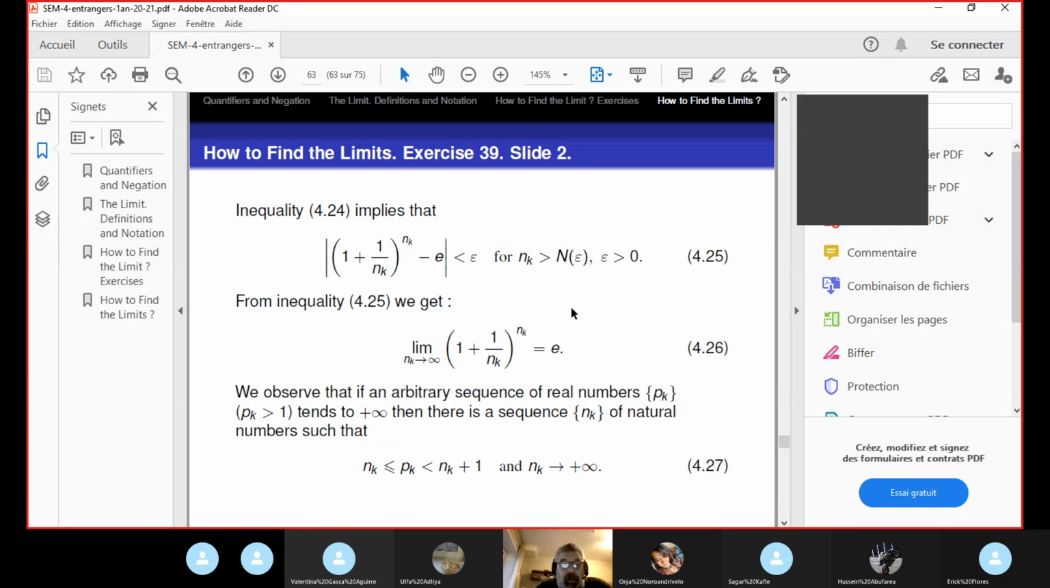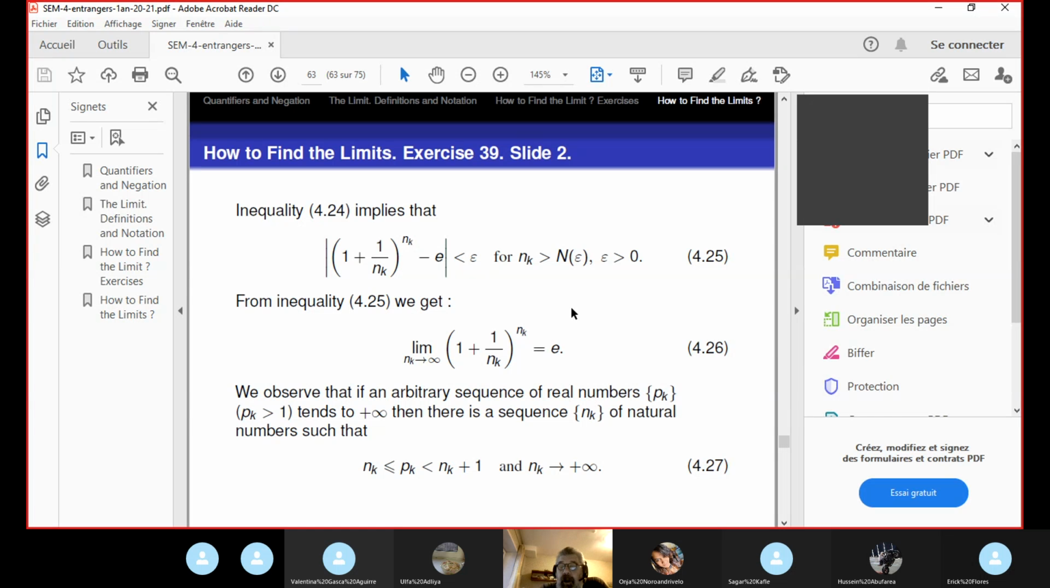So you see, if I take an arbitrary sequence of real numbers, because in the formulation of our problem we have p sub k strictly greater than 1, and this sequence goes to plus infinity, then for any such sequence p sub k we can find a sequence n sub k of natural numbers such that n sub k is less than or equal to p sub k, which is less than n sub k plus 1. Evidently, in this case, n sub k goes to plus infinity.